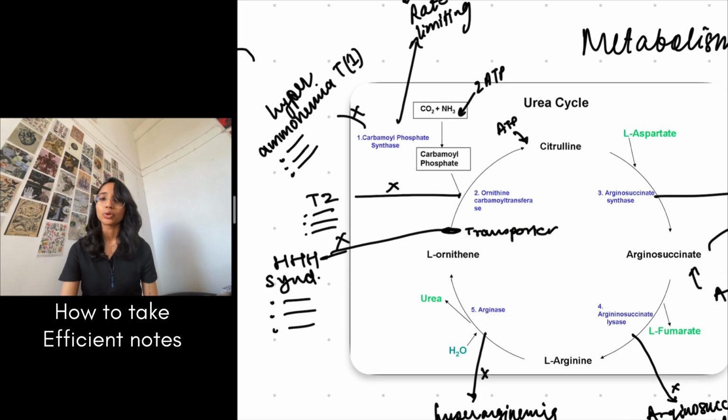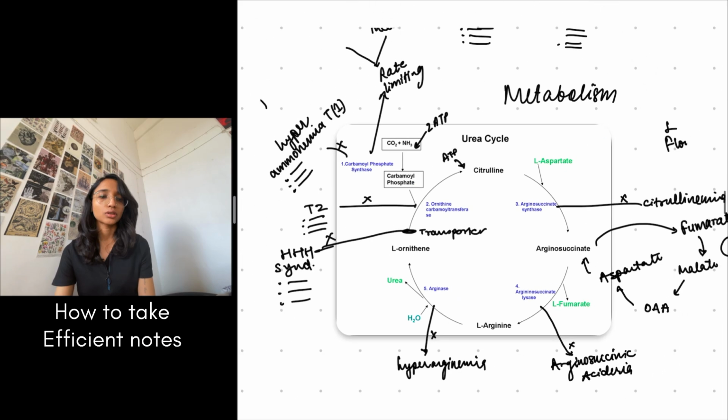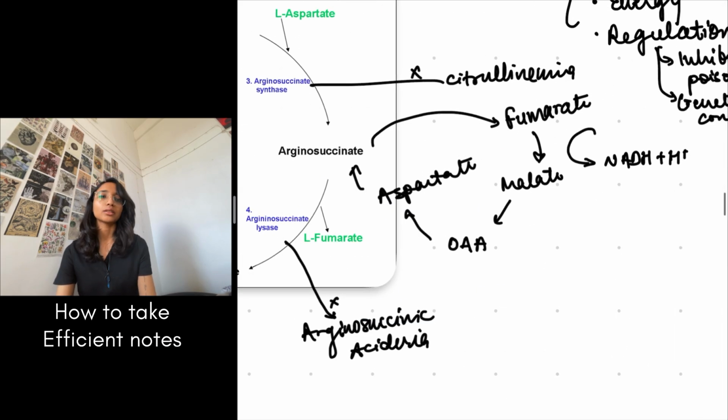Similarly, if the transporter here, which will transport L-ornithine, is defective, you will have triple H syndrome, and then you'll write a few things about the triple H syndrome. What are the three H's? How do you know? What are the clinical features, right? So this is how you add it. And in this case here, we have argininosuccinate entering another cycle to create an energy-rich molecule. So we will add this as well, right?